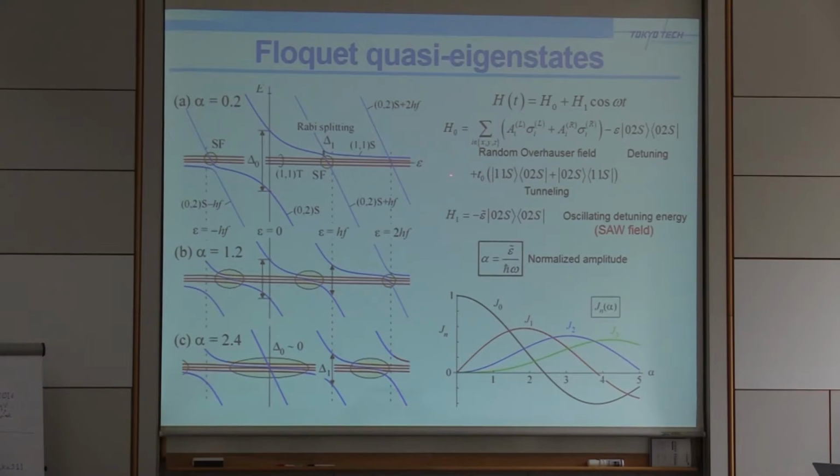Here I plot the Floquet eigenstates, where we consider a random Overhauser field which slightly lifts the degeneracy of the 1-1 triplet states. We also consider the tunneling between the two dots, which shows the anti-crossing behavior here. We apply a time-dependent term, an oscillating detuning, for the surface acoustic wave, which induces phonon sidebands here and there, separated by basically hf.